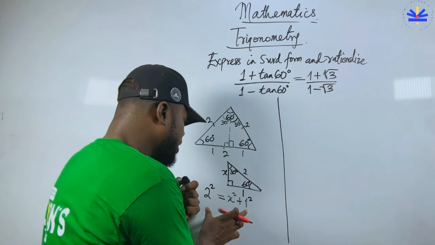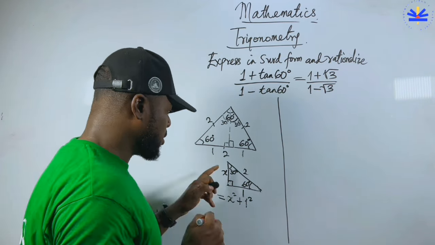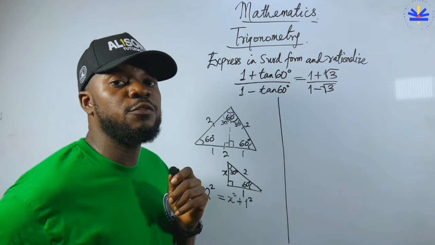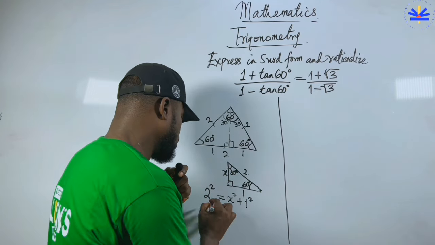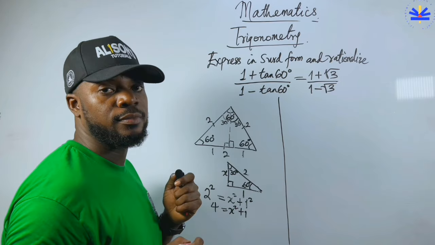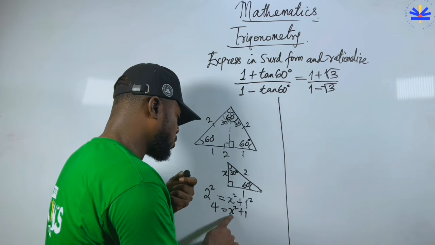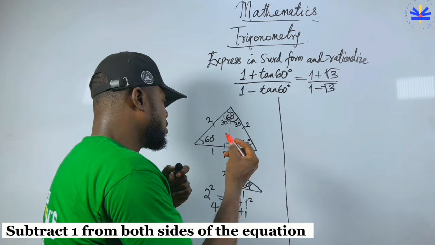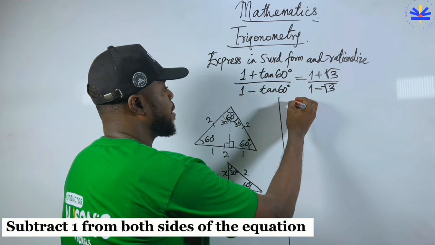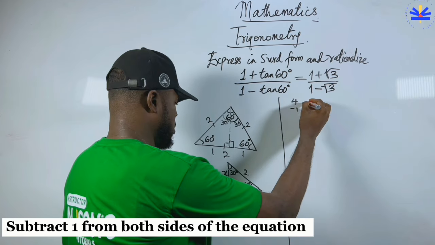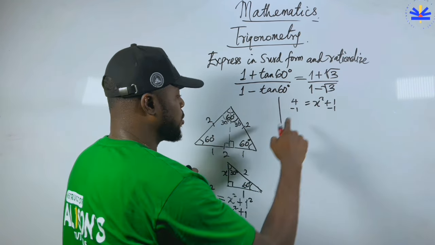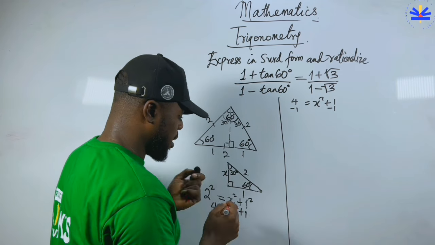So now, how do I get the value of x? To know this particular side x: 2 squared gives you 4. So write 4 equal to x squared plus 1 squared, which gives 1. The next thing is to remove 1 and carry it to this side, by subtracting 1 from both sides of the equation. So I can say 4 minus 1 equals x squared plus 1 minus 1. See this equation now: 4 equals x squared plus 1.